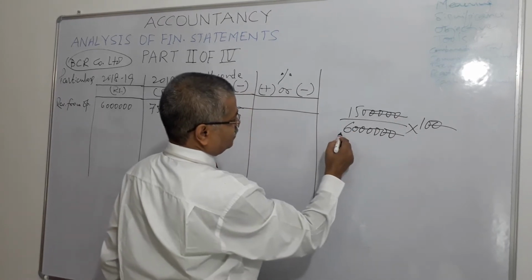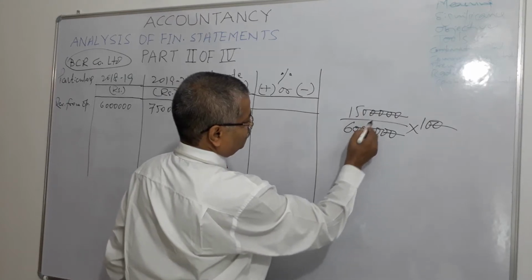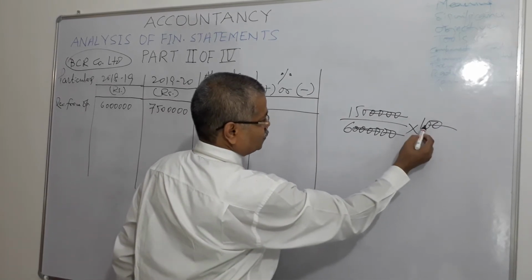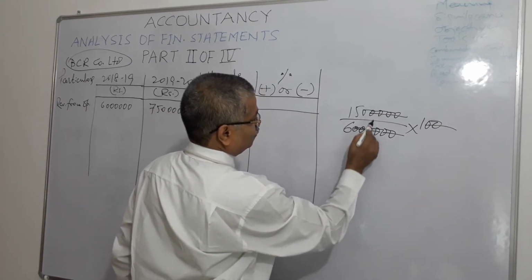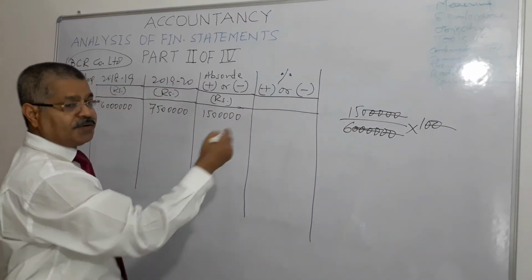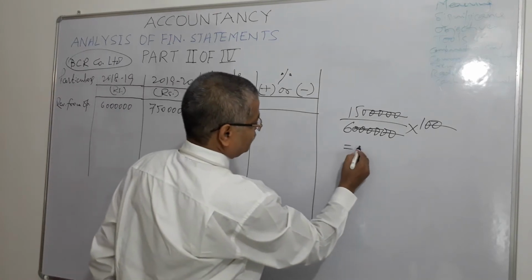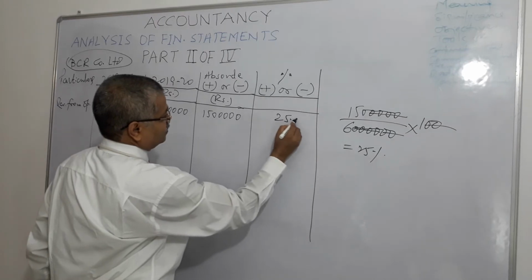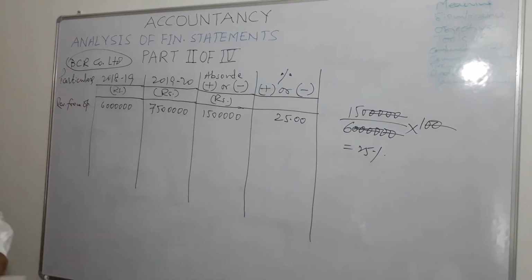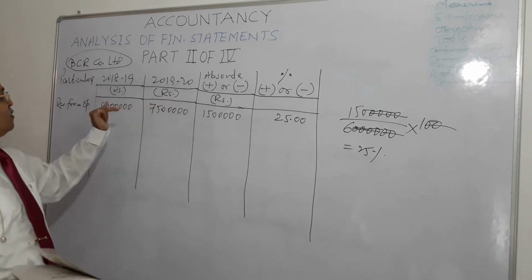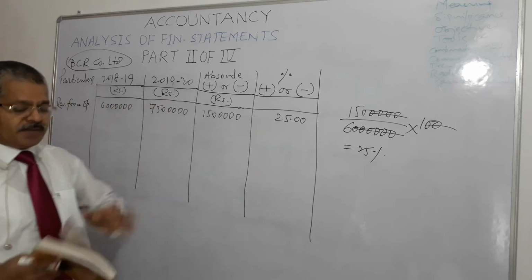So 60 lakhs has 5 zeros, cancelling the zeros, it is 150 upon 6, which is 25%. So here we will write 25.00, right? Revenue from operations was 60 lakhs and became 75 lakhs. So absolute increase is 15 lakhs, and 15 lakhs as a percentage of 60 lakhs is 25%.